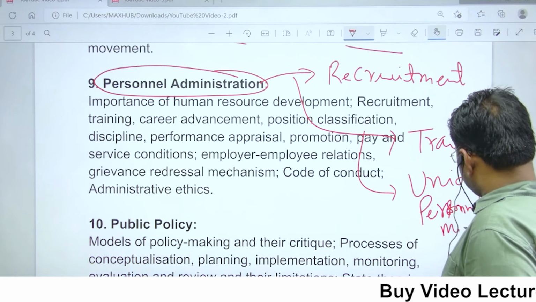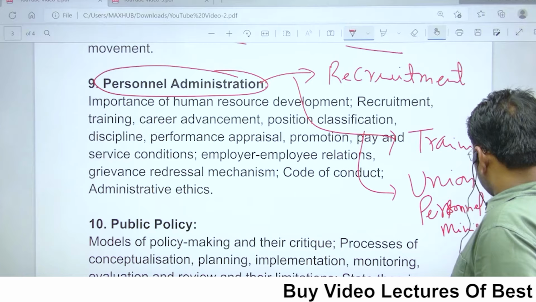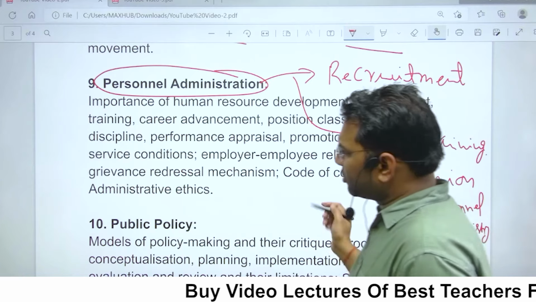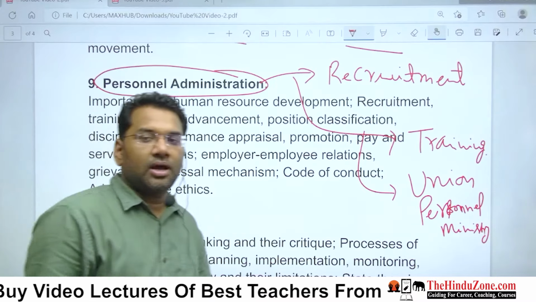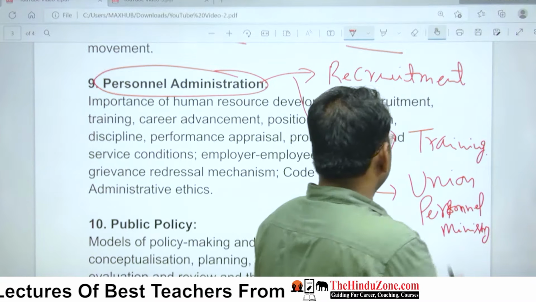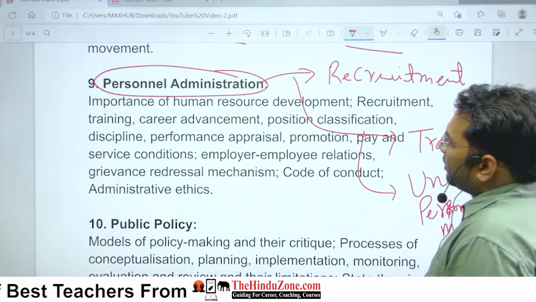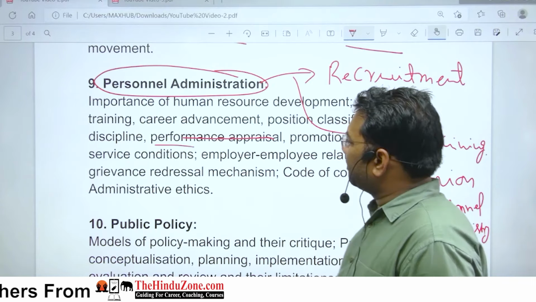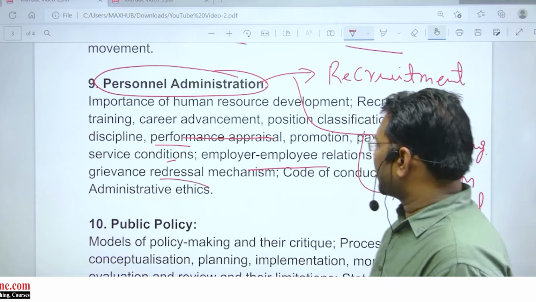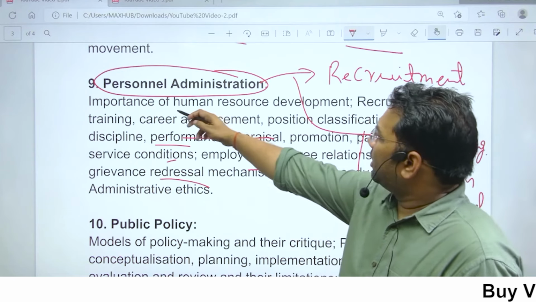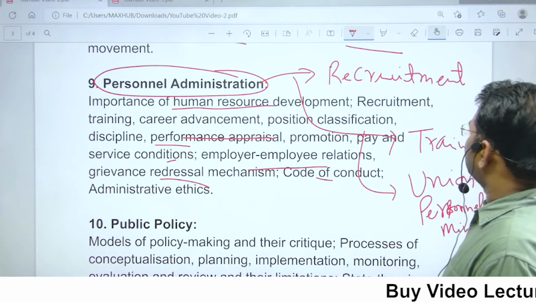Union personal ministry. Right? So we will be talking about all these things. All the particulars about the civil servant, you can say, will be studied under this development and performance appraisal कैसे होता है एक department में, service conditions, employer relations, grievance redressal mechanism, code of conduct, importance of human resource development, all these things we will be talking about.